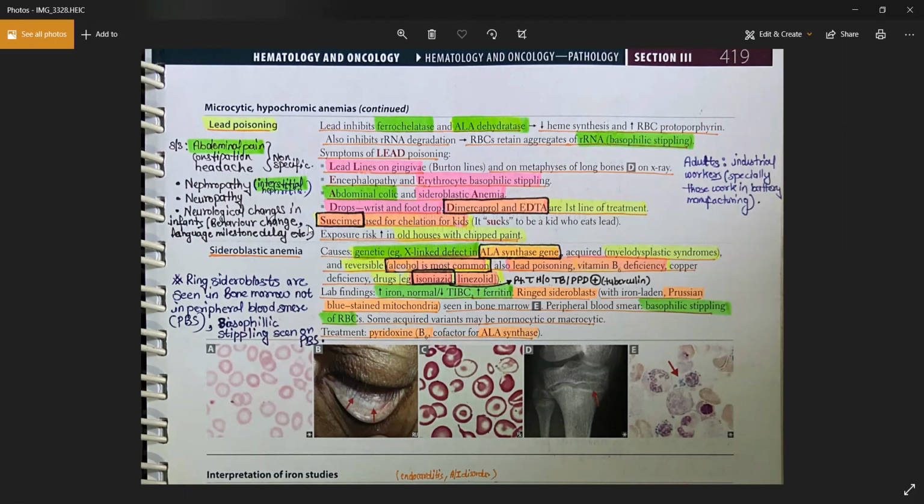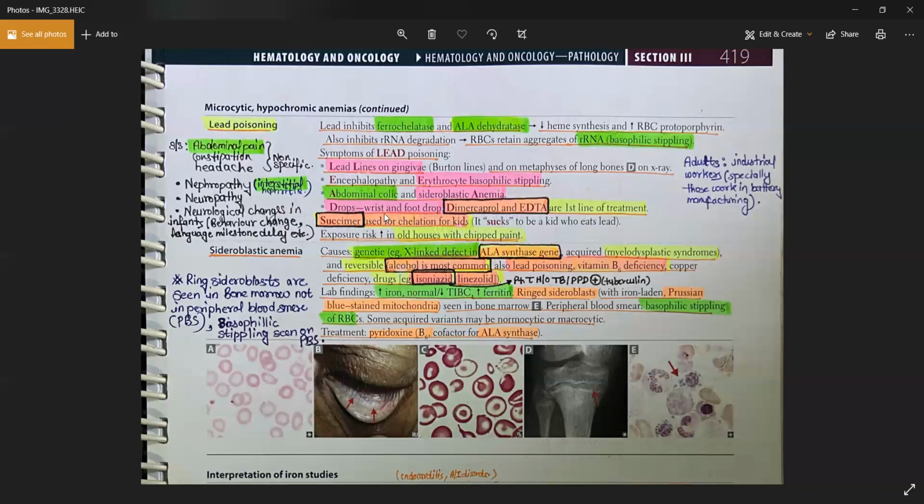And yes, you will see these ring sideroblasts. You will have to do Prussian blue staining in order to visualize the ring sideroblasts. This you can also see in lead poisoning, right? You will have neuropathies in which you have paralysis, right?